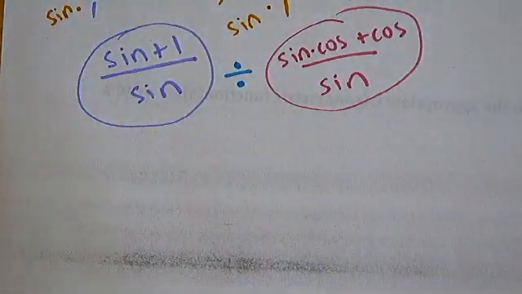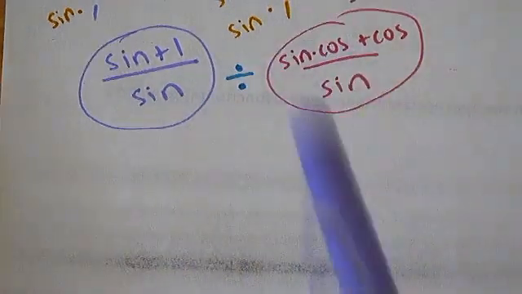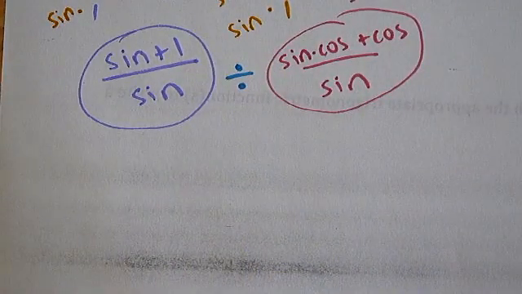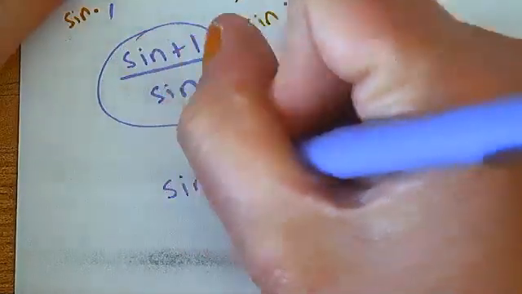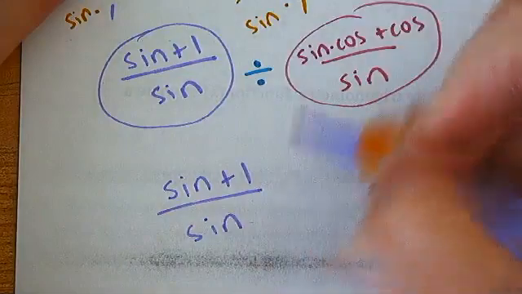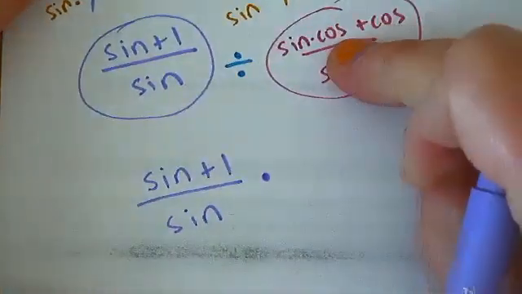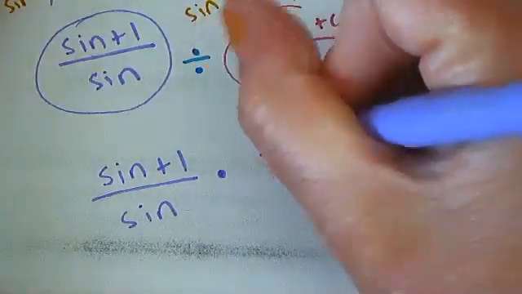Okay, pause the video if you think you have a little bit of a hint, but this is two fractions being divided. How do you guys divide fractions? KFC, go, pause the video, try it out, let's go. So KFC is keep, change the sign to multiplication, and then flip the second fraction. So reciprocal.